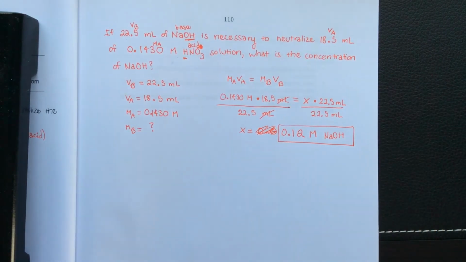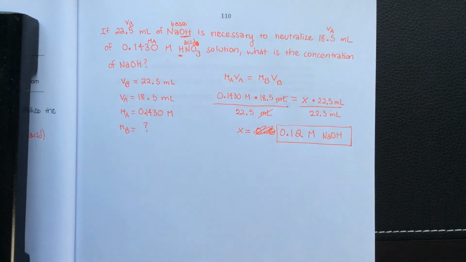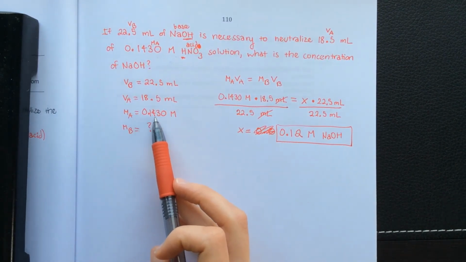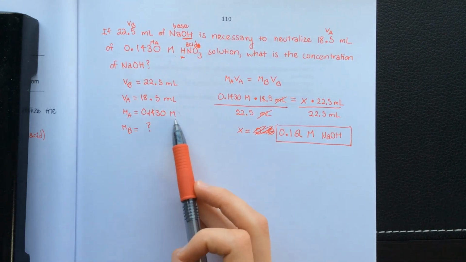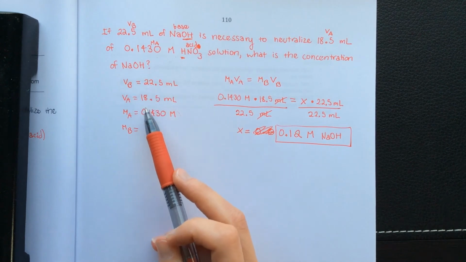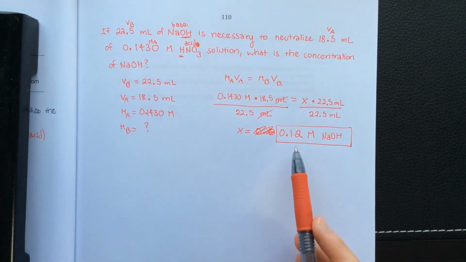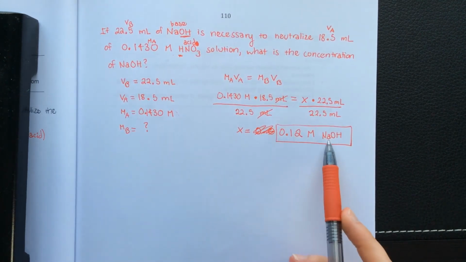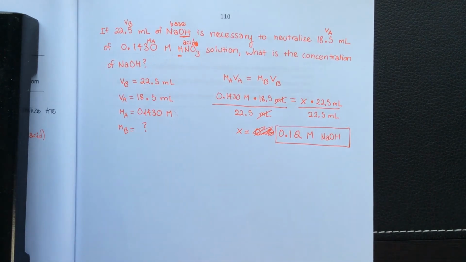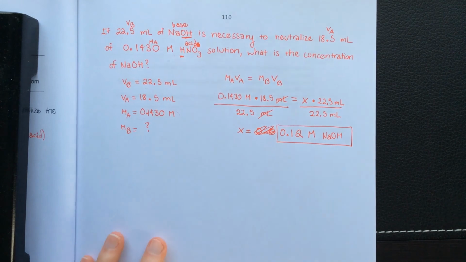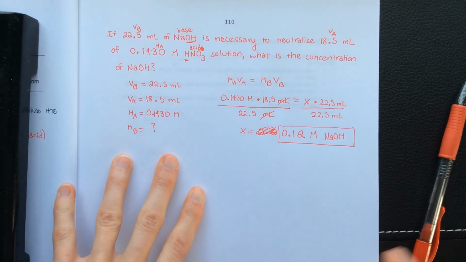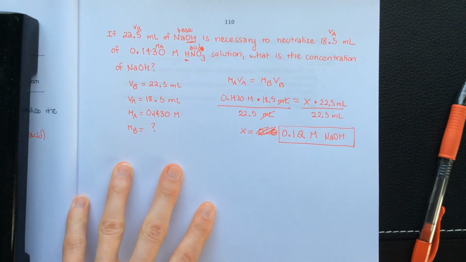A good thing to do is to make sure that the answer makes sense. Our acid has this concentration. It looks like we need a little bit more base than acid to neutralize the acid, and that would make sense if the base is a little bit less concentrated. If it's a little less concentrated than the acid, I need a little more base to neutralize. Hopefully that makes sense. That's how you do a titration problem. Let me know if you have questions. Good luck.